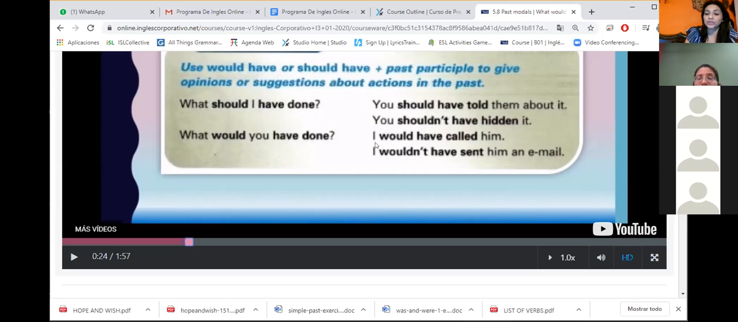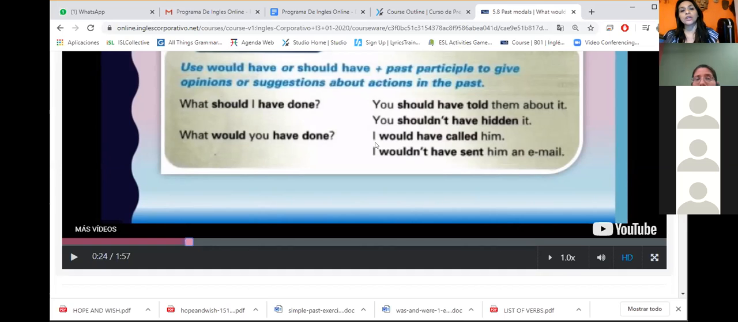What I want you to do right now, really quickly, so we have enough time to work on the final test: I'm going to send you to your groups. If I'm working with Rocio, you think about a situation, tell your partner the situation and ask, what should you have done? Or what would you have done? Your partner gives you two answers, one with should have and the other with would have. Positive or negative, it doesn't matter. Do you understand what you're supposed to do?